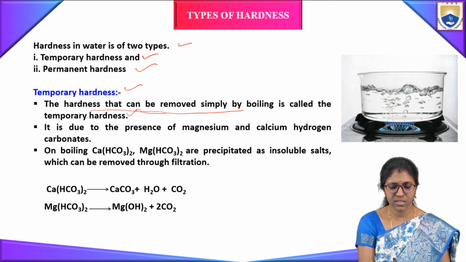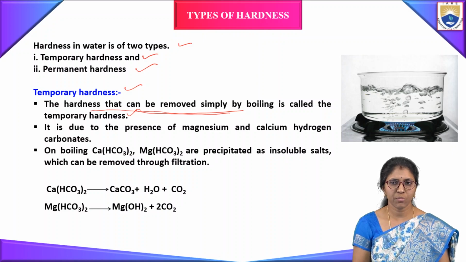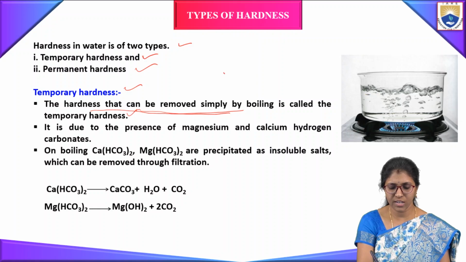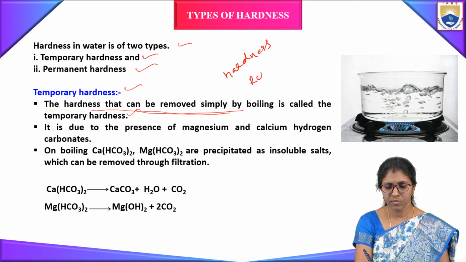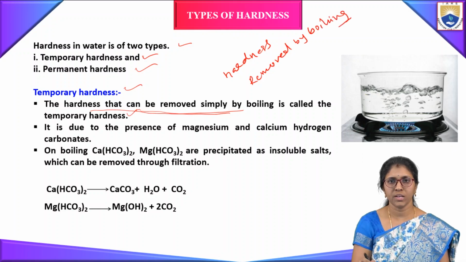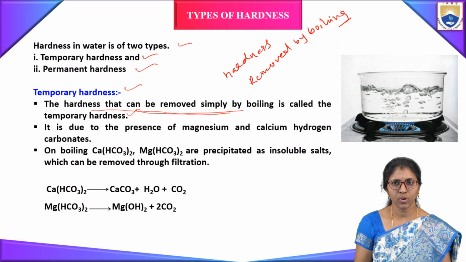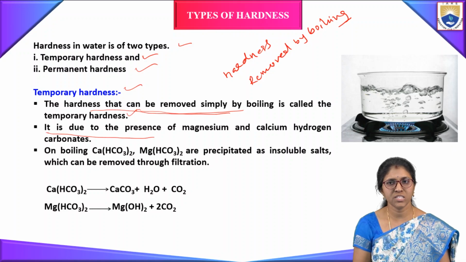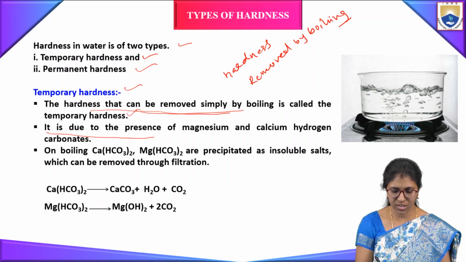The hardness that can be removed simply by boiling is called temporary hardness. So this hardness is removed by simple boiling, and here it is due to the presence of magnesium and calcium hydrogen carbonates.